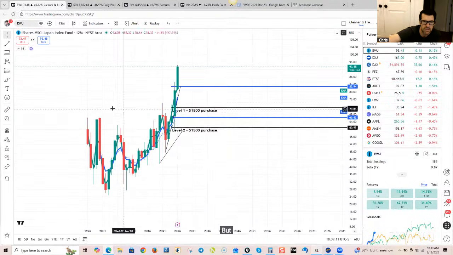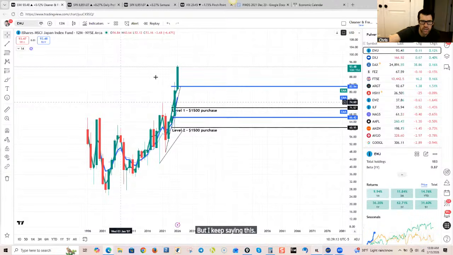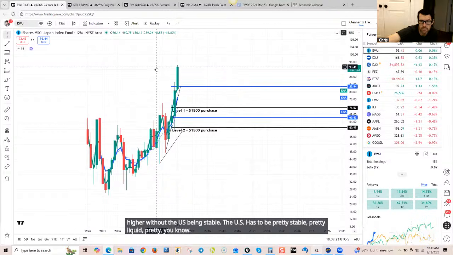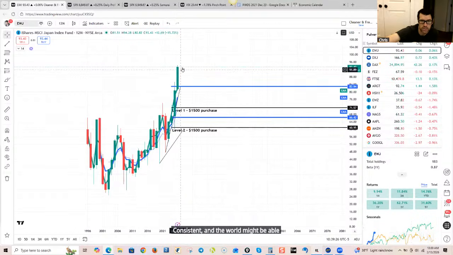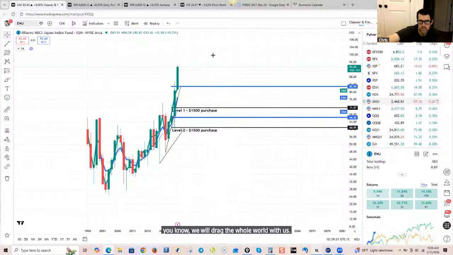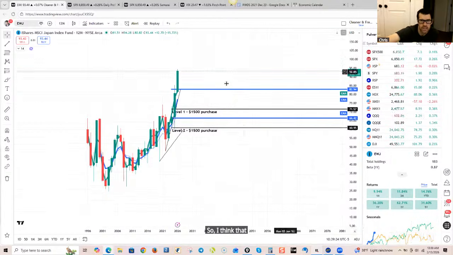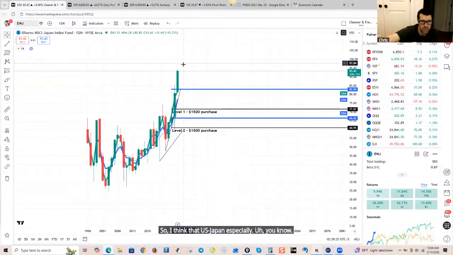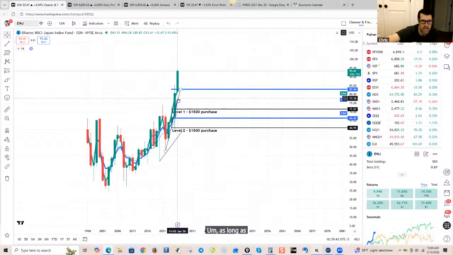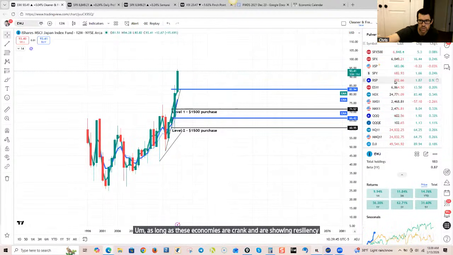But I keep saying this: the world is not going to just rip higher without the US being stable. The US has to be pretty stable, pretty liquid, pretty consistent, and the world might be able to outperform it. But if the US goes down, we will drag the whole world with us. Japan especially means a lot of liquidity, a lot of debt is in yen and in dollars. As long as these economies are cranking or showing resiliency, then I think the world can do pretty well.